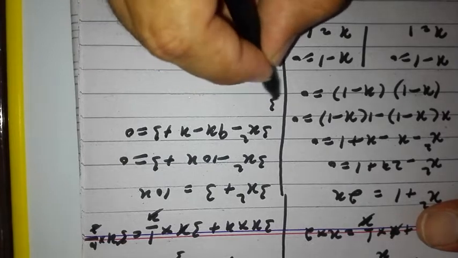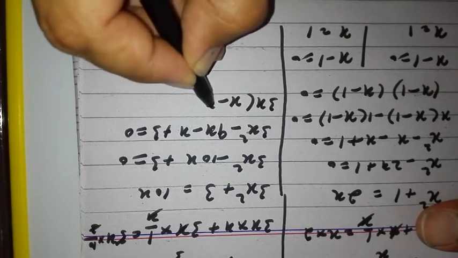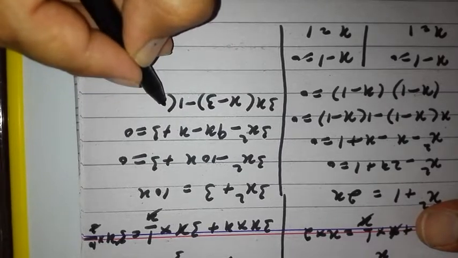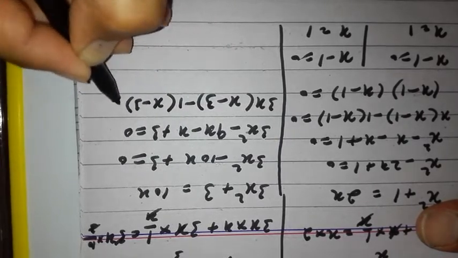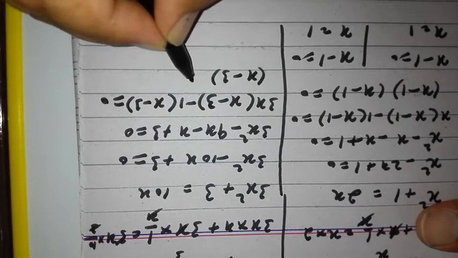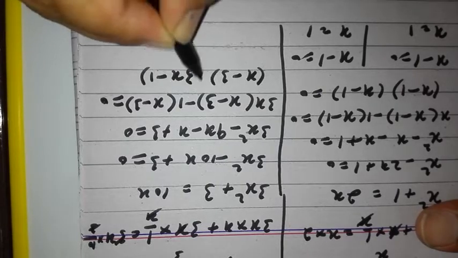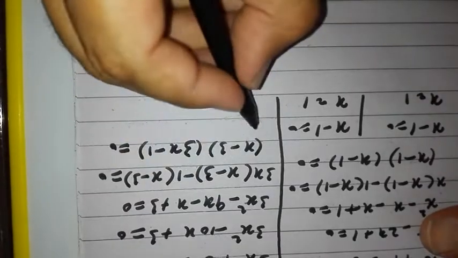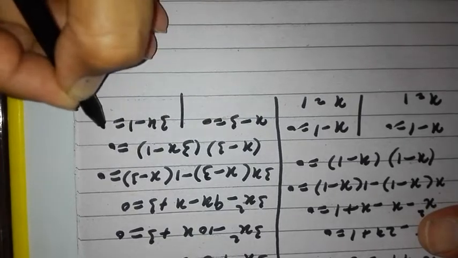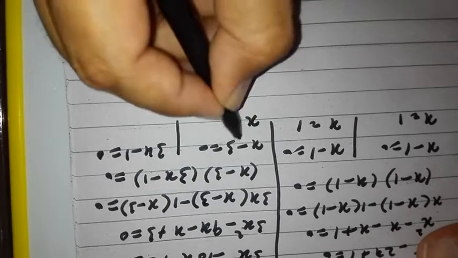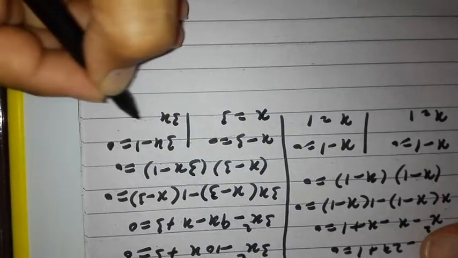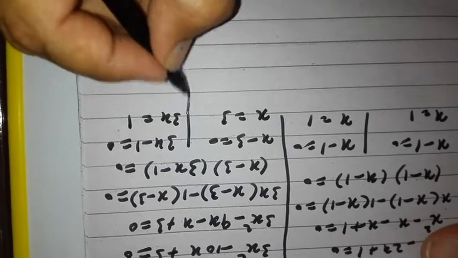Take 3x common here, we get x minus 3, and take minus 1 common here. From these two terms we get x minus 3 equals to 0. So take x minus 3 common, we get 3x minus 1 equals to 0. Now take x minus 3 equals to 0 and 3x minus 1 equals to 0. Shift this 3 to the right side, we get 3, and shift this minus 1 to the right side, it will become plus 1.